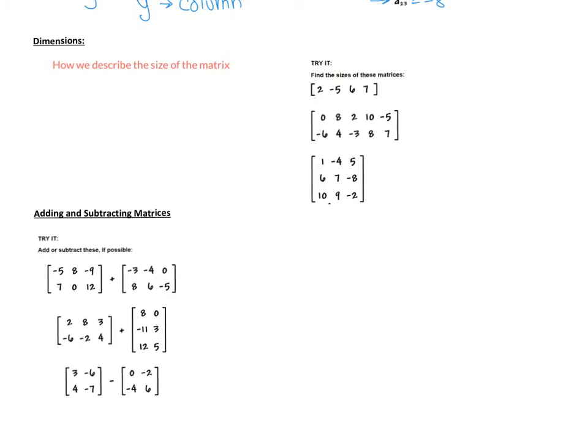Next, let's talk about how we describe the dimensions of a matrix. The dimensions are how we describe the size of a matrix. For example, if we look at the examples on the right, the first one would be a 1 by 4 matrix. This is because when we are describing the size of a matrix, we always talk about it in terms of rows by columns.